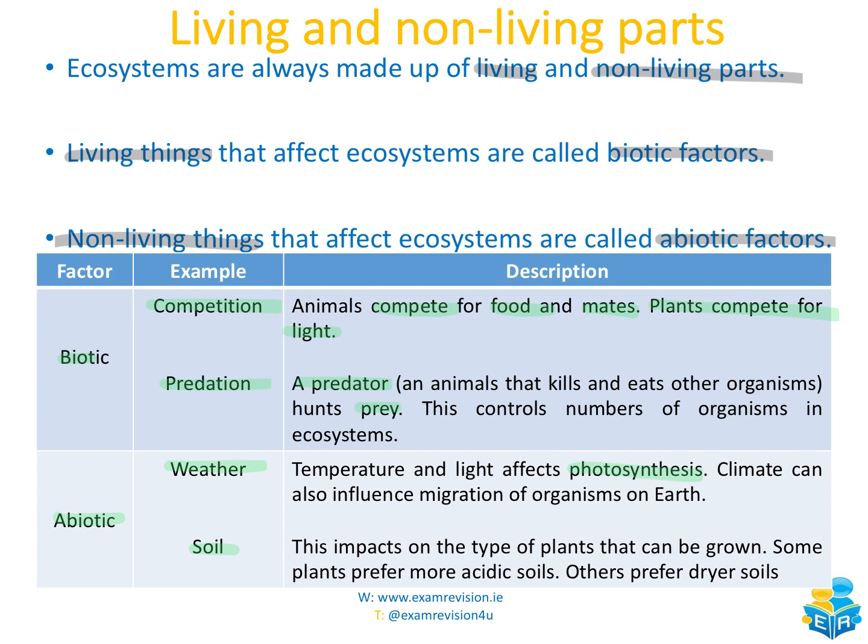Soil is another abiotic factor, so this impacts on the type of plants that can be grown. Some plants are going to prefer more acidic soils, others would prefer drier soils, but it doesn't matter if we're looking at soil pH, soil moisture content, soil temperature, or even soil type. Soil is non-living. It's still going to affect the ecosystem, so it's an abiotic factor.